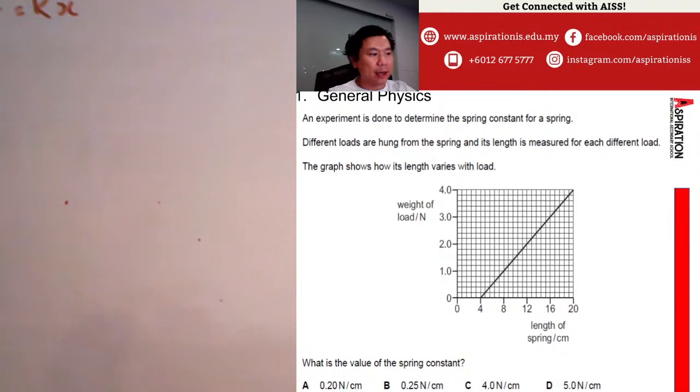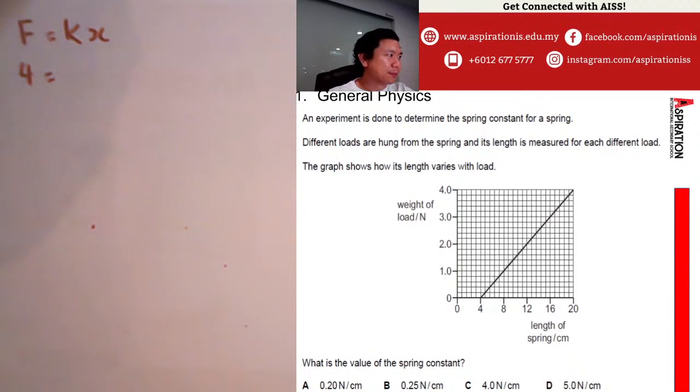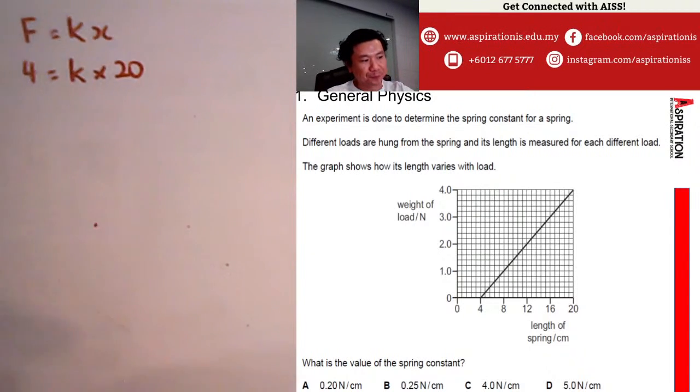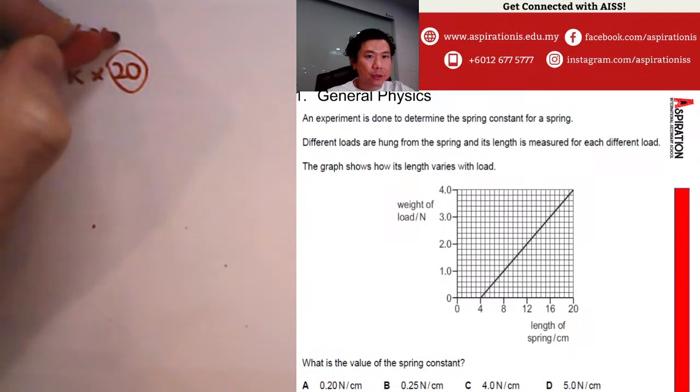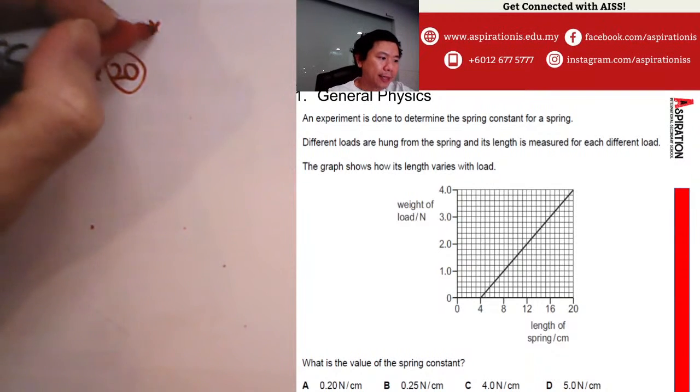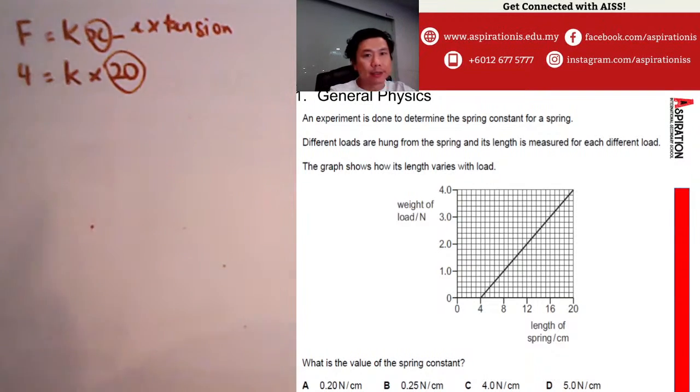All right. So F equals to kx. That's absolutely correct. What a lot of students will do for this question is they will take 4 equals to K times 20. Many students will do that, but no. Because you have to understand that x is supposed to be the extension, and 20 is not the extension, because if you look at the x-axis, the quantity on the x-axis is the length of the spring, not the extension.